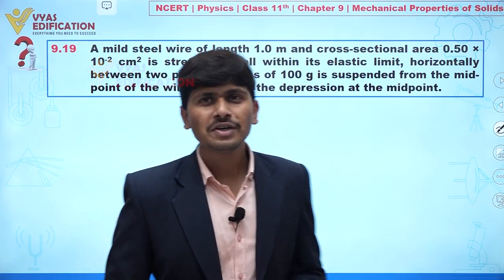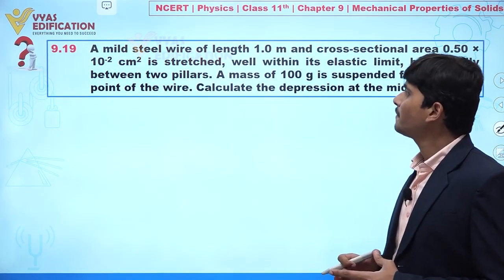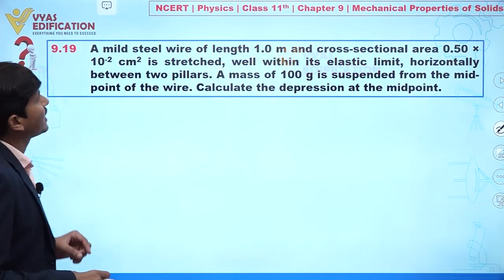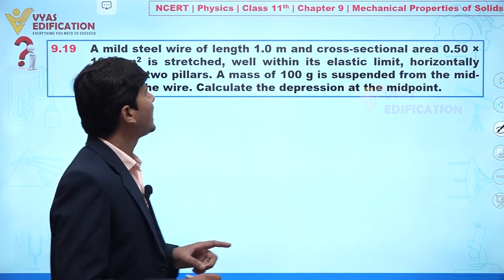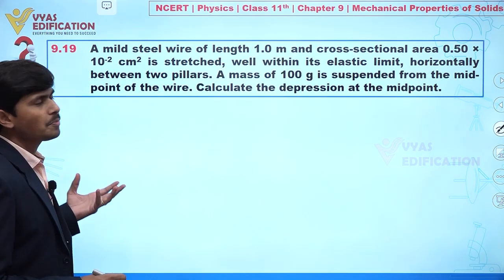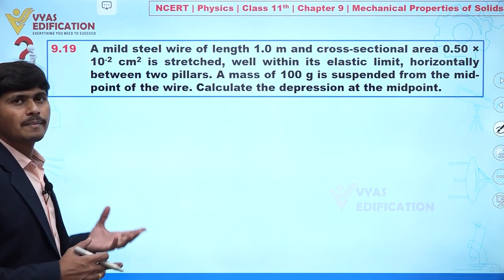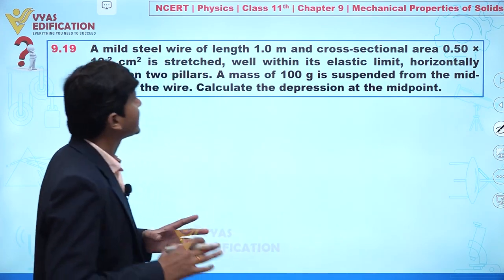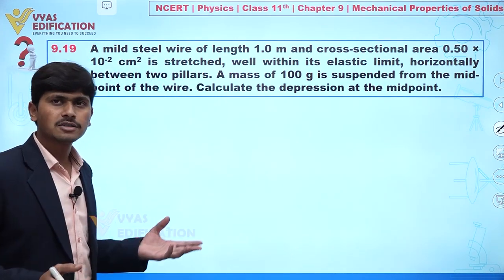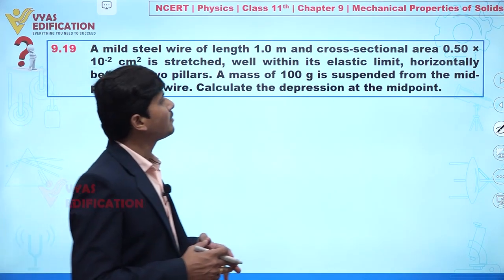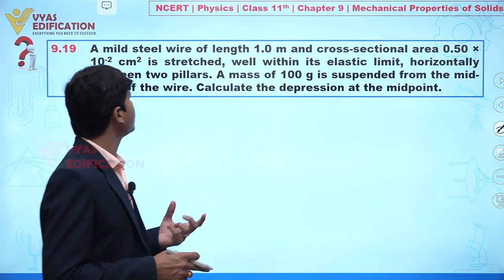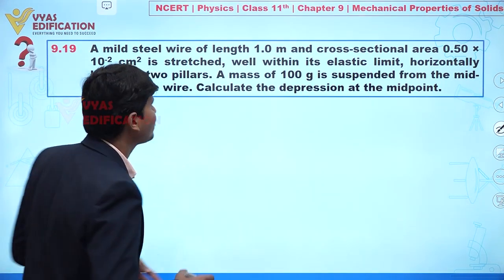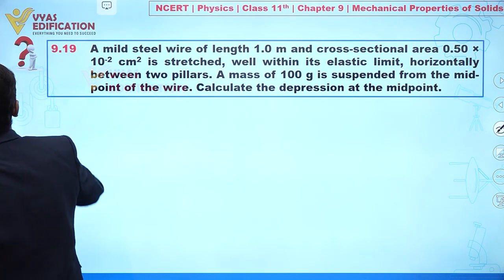Now student, we are going to discuss question number 9.19. In this question, a mild steel wire of 1 meter length and cross-sectional area 0.50 × 10⁻² cm² is stretched, within its elastic limit, horizontally between two pillars. A mass of 100 gram is suspended from the midpoint of the wire. Calculate the depression at the midpoint. So now fully concentrate on this screen.